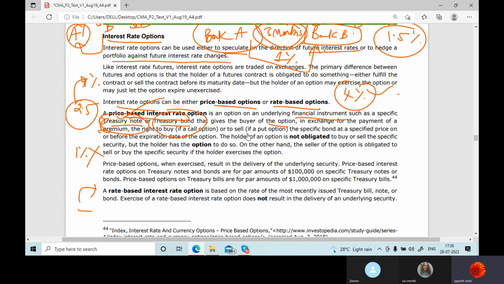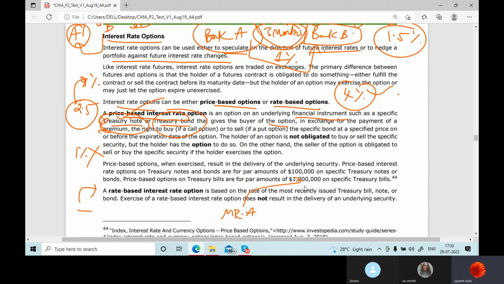Price based interest rate option. We have right now discussed the rate based option. We are now discussing the price based option. So price based interest rate option is an option on an underlying financial instrument, let's say, a treasury bond, that gives the buyer of the option. So Mr. A is the buyer of this option, the price based option. So he is buying an option, okay, in exchange for payment of a premium.